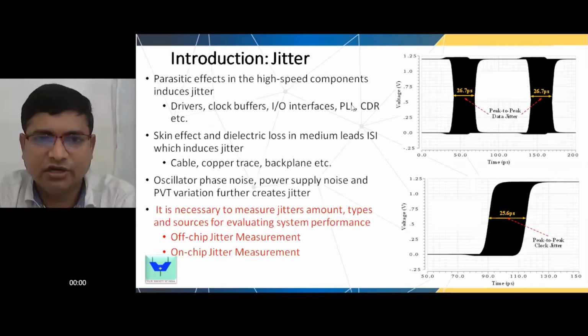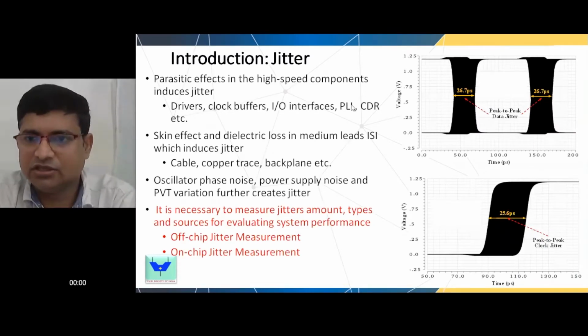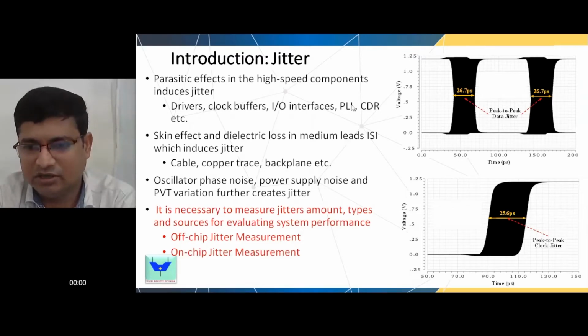This is the introduction of jitter. Jitter is basically the deviation of a transition point from its ideal position, for data and clock. I have given two examples, data jitter and clock jitter, showing the peak-to-peak jitter. The top one is the eye diagram of the data signal, where the peak-to-peak jitter is shown, and the bottom one is the rising edge of the clock, with its peak-to-peak jitter.